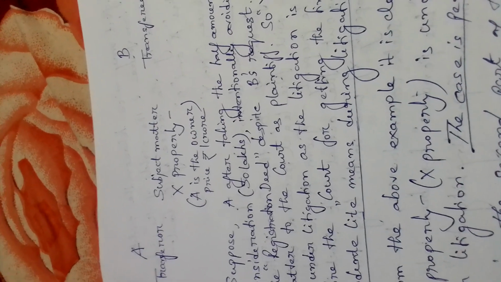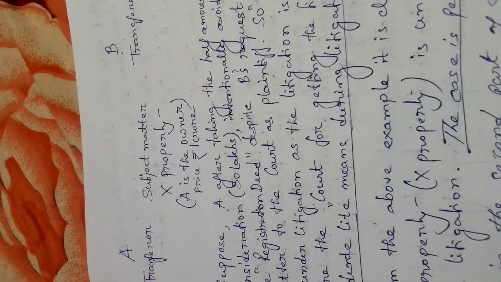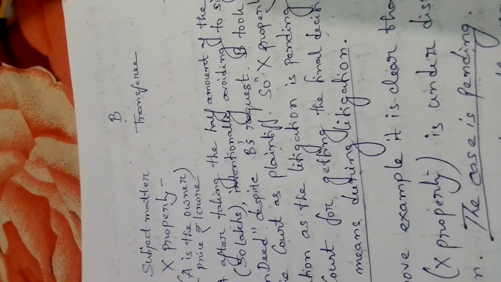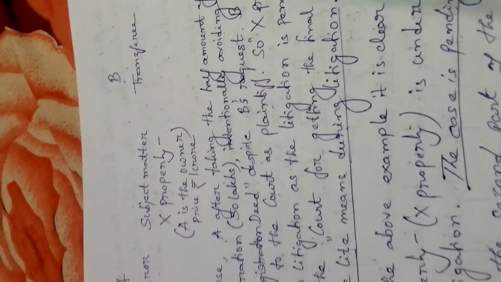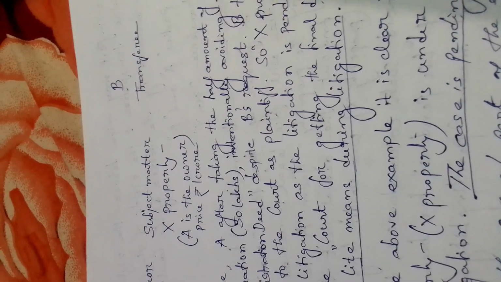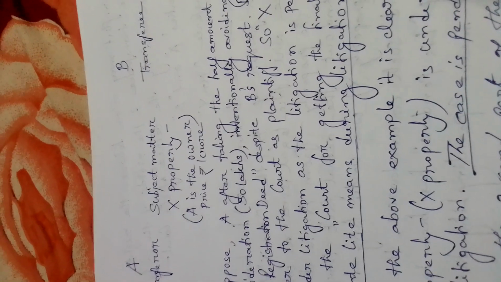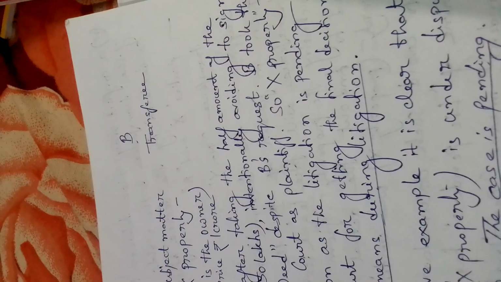So price is 1 crore. Half amount of the consideration will be 50 lakhs. So here A, after taking the half amount of the consideration, that is 50 lakhs, intentionally started to avoid to sign on the registration date despite B's request. So B was requesting A again and again that you need to sign on the registration date, but intentionally A was avoiding B from signing on the registration date.